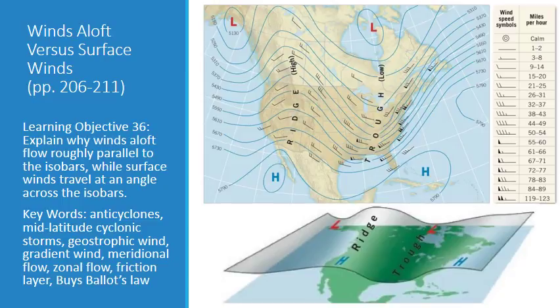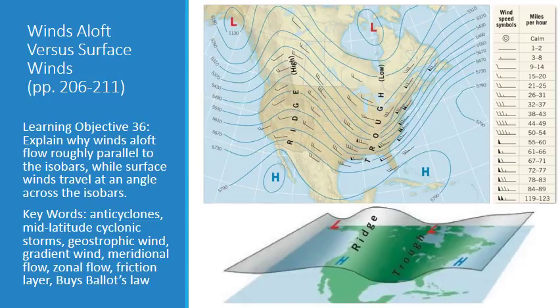The content in this presentation is covered on pages 206 through 211 of your textbook, and it's meant to help you achieve learning objective number 36, which is to explain why winds aloft flow roughly parallel to the isobars, while surface winds travel at an angle across the isobars.